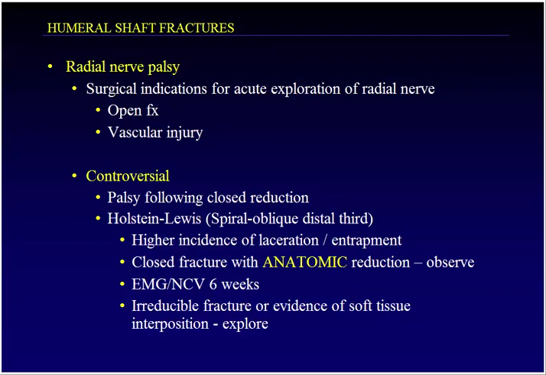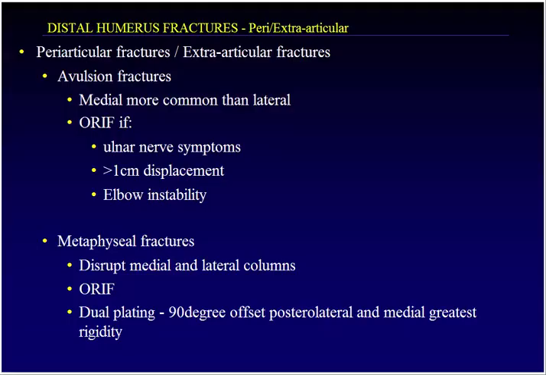So if you have a closed Holstein-Lewis fracture where you have an anatomical reduction, those patients would be expected to have a very low risk of nerve entrapment because of the fact that the fracture is anatomically reduced. You can treat those patients with electrodiagnostic testing at 6 weeks. On the other hand, if the fracture seems to be irreducible or there's evidence of soft tissue interposition, then those patients should be explored. And again, these are patients that have a neurologic deficit post-reduction.